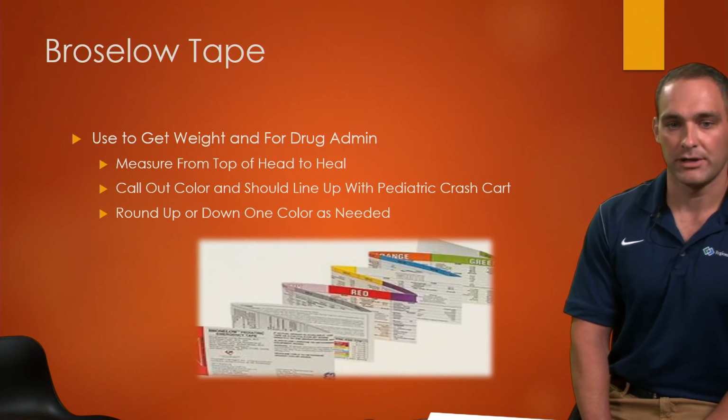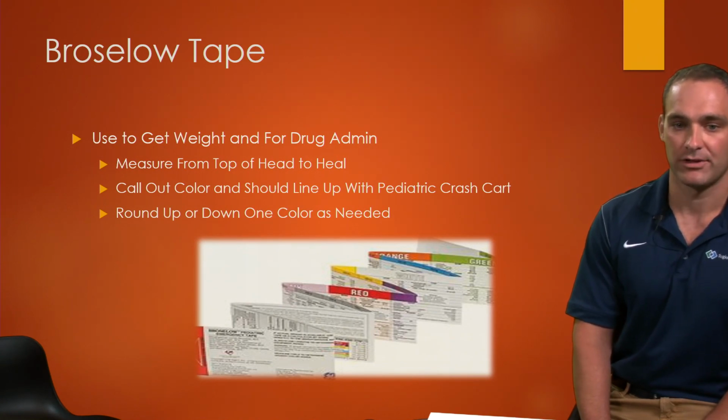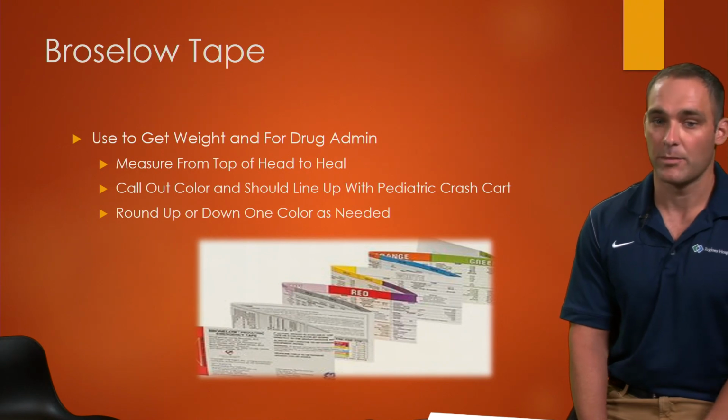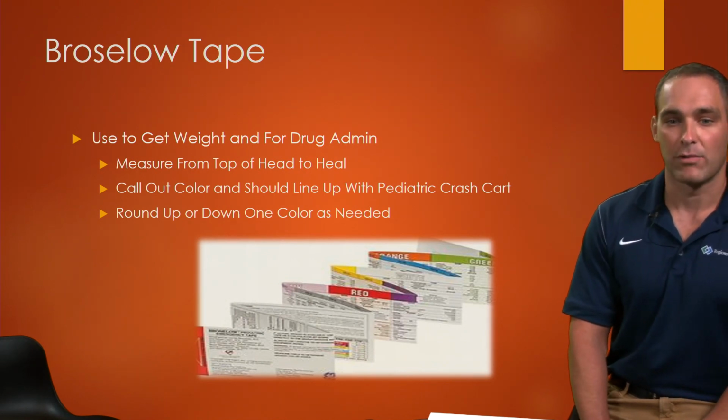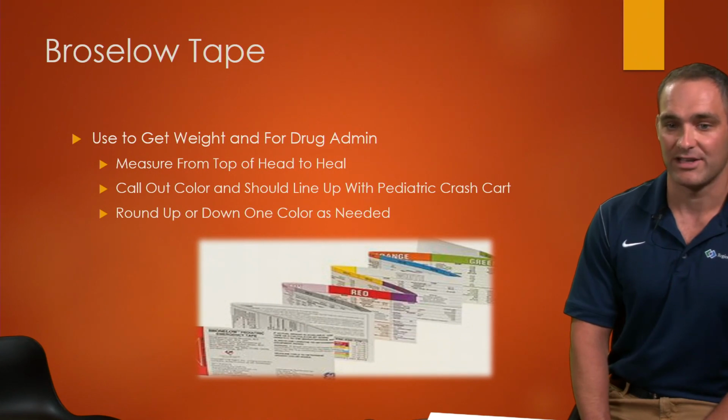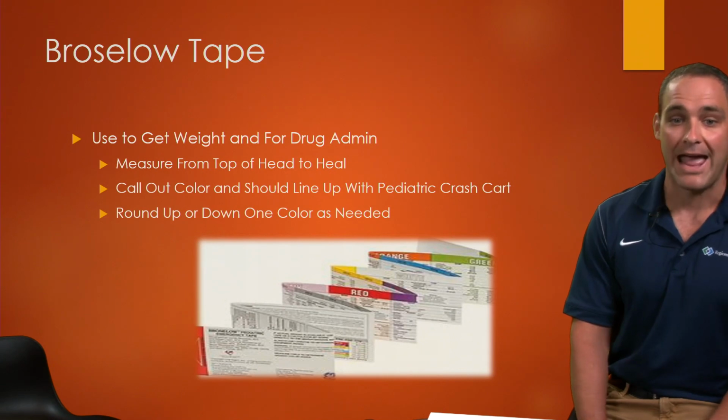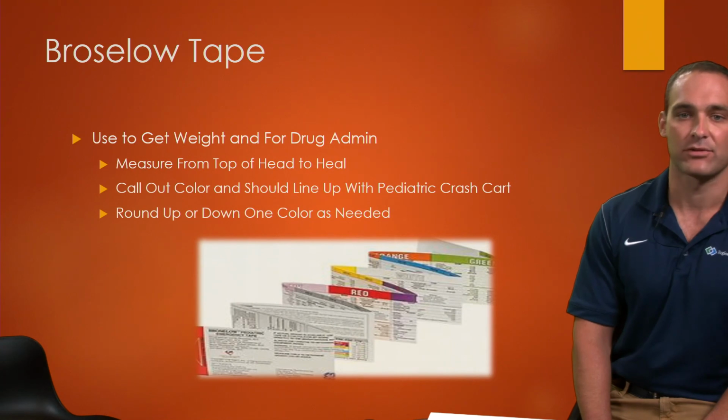Broselow tape. This is what we're going to use to get an estimated weight of our patient, and for drug administration. You measure from the top of the head to the heel how they naturally sit. Call out that color, and that should line up with your pediatric crash cart. Feel free to round up or round down if you have a kid that looks a little bit bigger or a little bit smaller. Round up one color or down one color as needed. The Broselow tape works very well for medications, but you should always still double check your work with either another person, another pharmacist, another app like Pediastat, another book, however you need to do it. You should always double check your work even after looking at the Broselow tape.